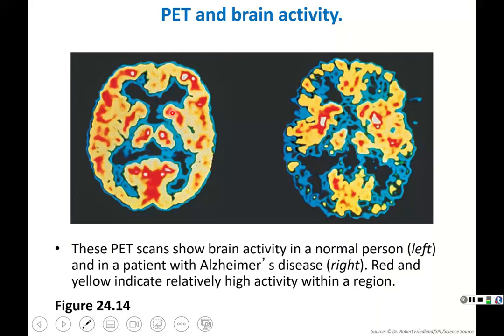A PET scan is positron emission tomography. Those scans show brain activity in this picture. A normal person is on the left, and then a patient with Alzheimer's disease is shown on the right. And you can see that there's definitely a drastic difference on the PET scan between a normal person and a patient with Alzheimer's disease. Right, so those isotopes that they give you in PET scans are emitting positrons.